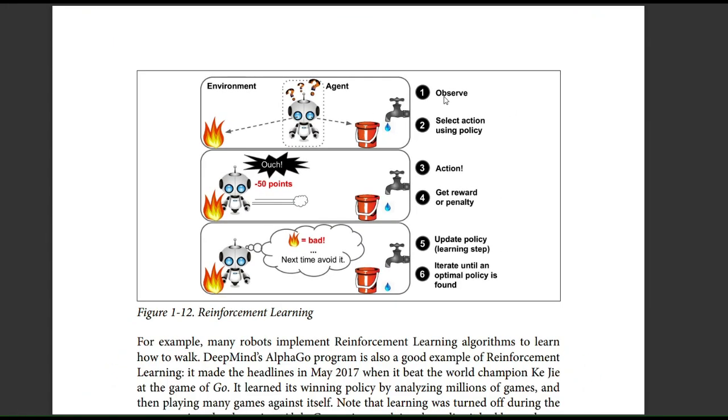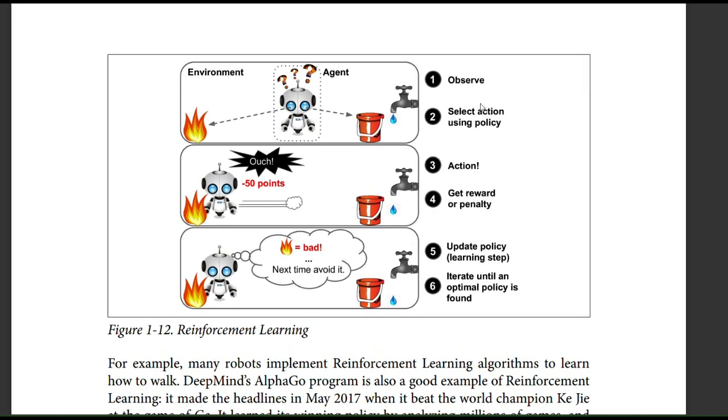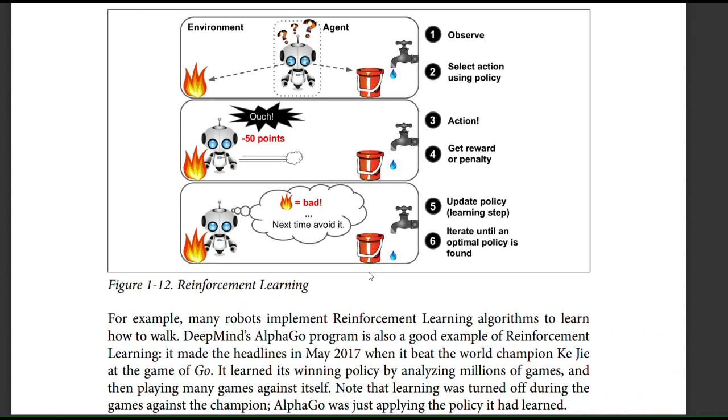Reinforcement learning is very different. The learning system, called an agent in this context, can observe the environment, select and perform actions, and get rewards in return. So this is based upon rewarding. First of all, the machine observes that this is fire, this is water. Then it selects an action or policy. So it goes to fire and then it's given some points, -50. That means bad, and it learns from its experience.